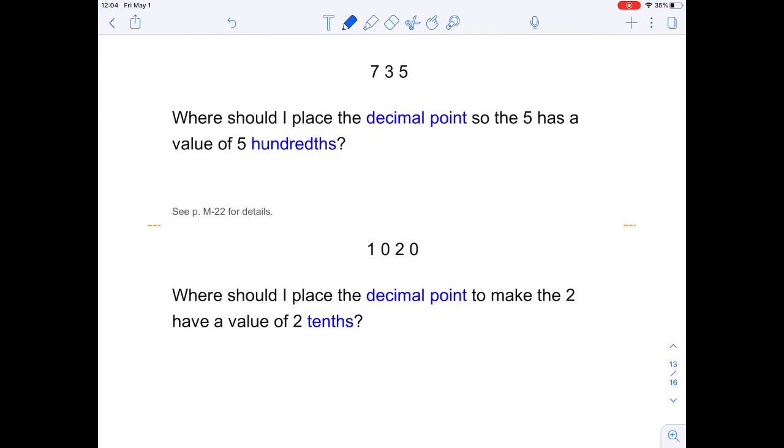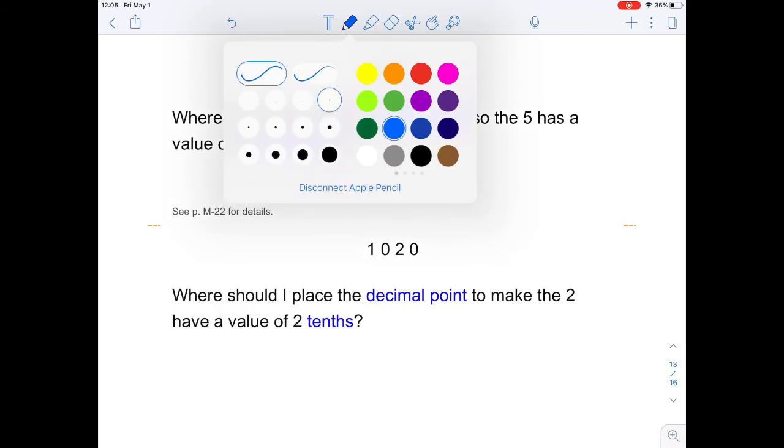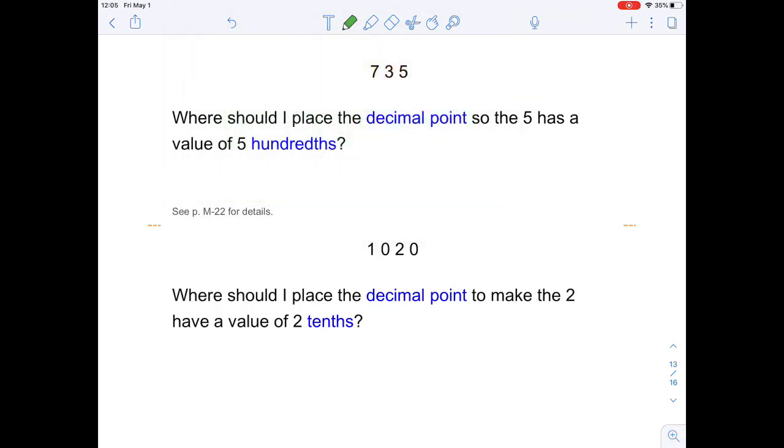Where should I place the decimal point so the 5 has a value of 5/100ths? Well, if we think of our place value chart, if I put the decimal point here, the 3 is in the 10th spot and the 5 is in the 100th spot. So we would read that as 7 and 35/100ths.